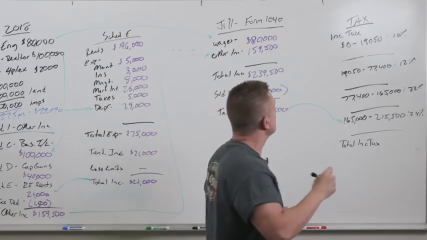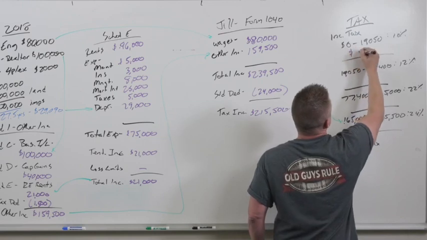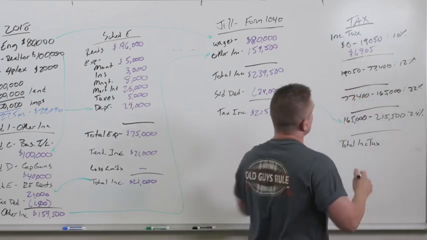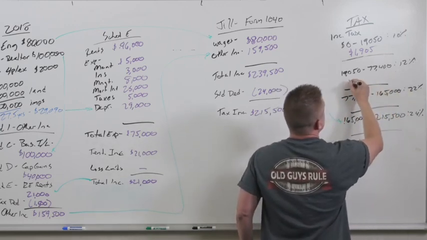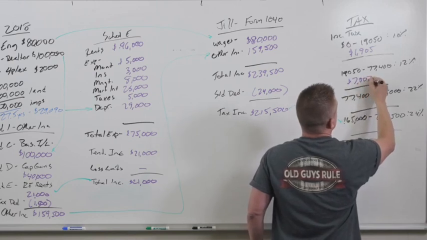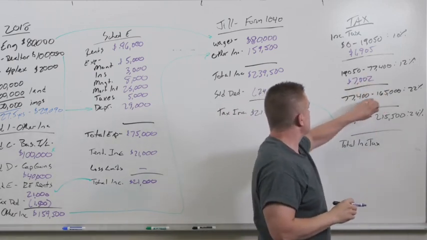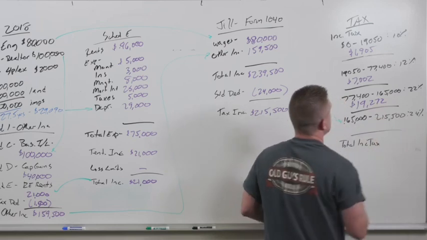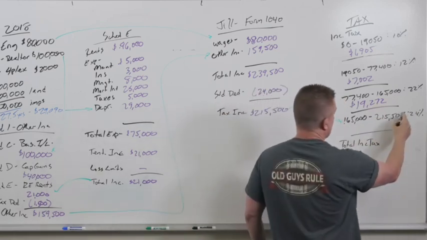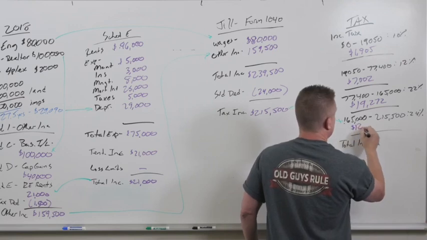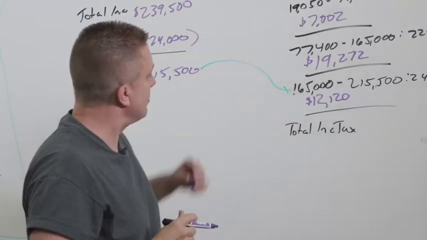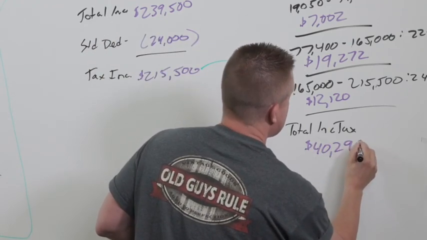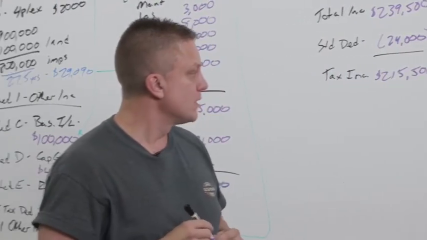Okay, let's do some math. 10% of $19,050 is $1,905. Okay, now we take this bracket, 77.4 minus 19.05. At 12%, that's going to be $7,002. The next one, 165 minus 77.4 at 22%, that's going to end up being $19,272. And then the last bracket, 24% of the difference here is going to be $12,120. We add all this up, their total income tax is $40,299. Okay? That's income tax.